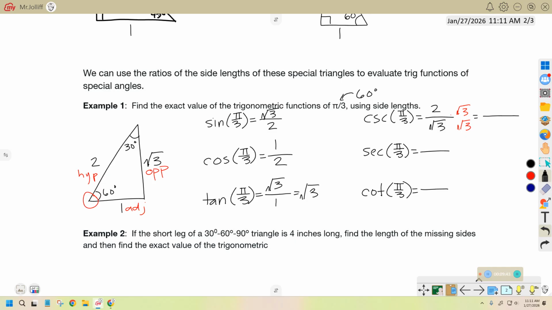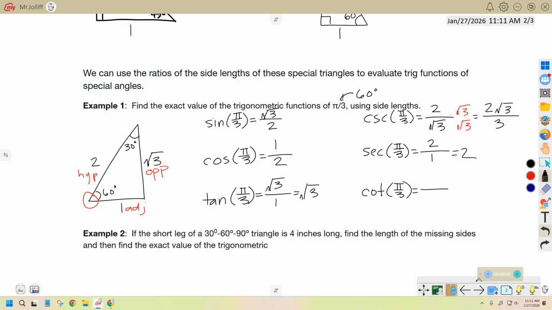On the top, I get 2 times root 3. On the bottom, what do I get? 3. Good. Root 3 squared is 3. Perfect. Candy, how do I find secant? Hypotenuse over adjacent. Good, it's 1 over cos. So hypotenuse over adjacent, can that be simplified? Perfect. Very good. Last one.